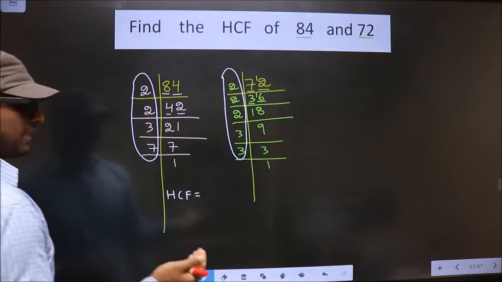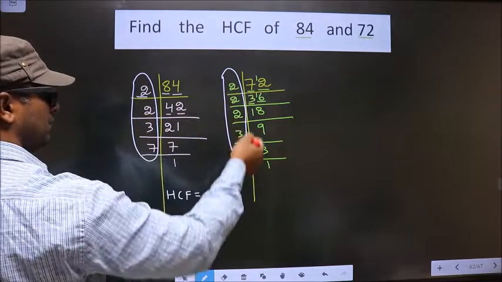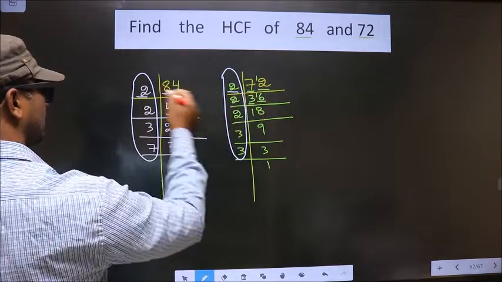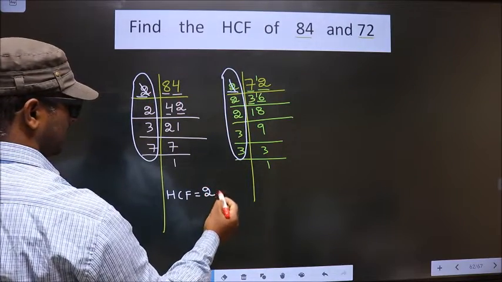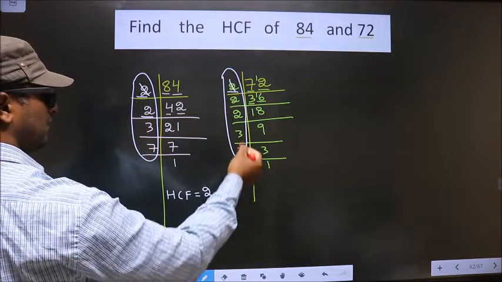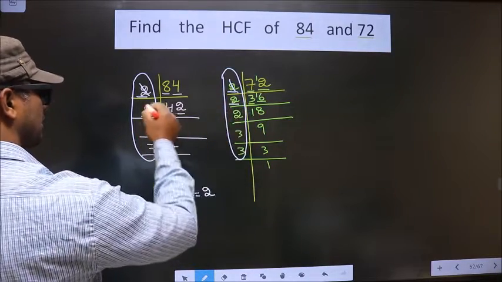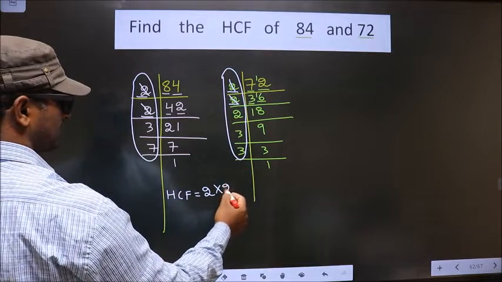So let us find, starting with the number 2. Do we have 2 here? Yes. So you cut 2 and write here. Now next number is 2. Do we have 2 here? Yes. So you cut 2 and write here.